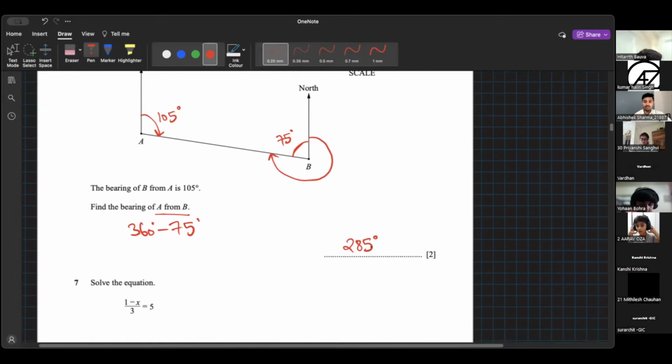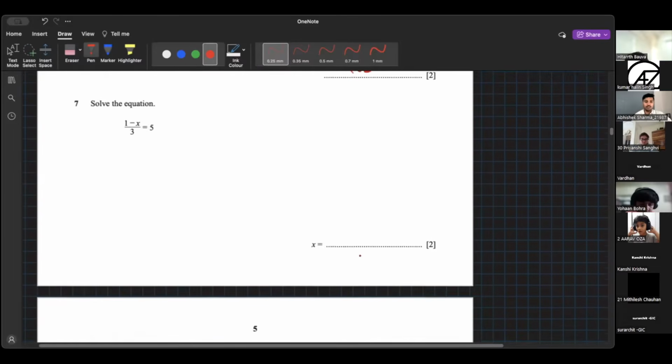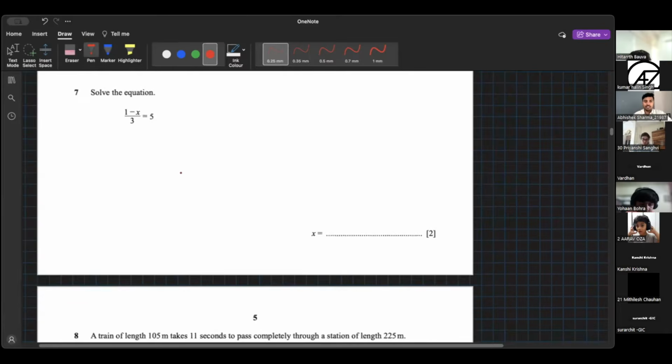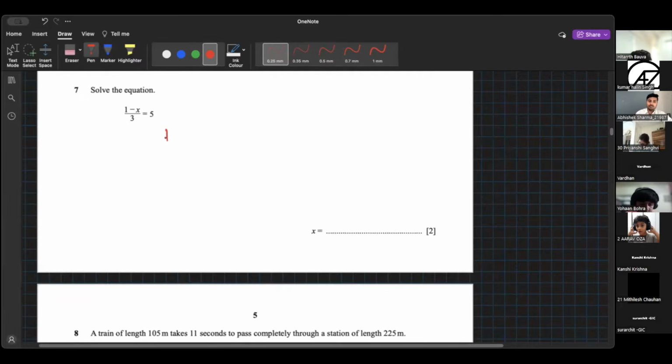Any confusion? Any questions? Moving on to the next question, question number 7. It says 1 minus x upon 3 equals 5. So we can write 1 minus x is equal to 5 into 3, that is 15. Then we can write 1 minus 15 is equal to x. So x is negative 14. These are all easy questions.